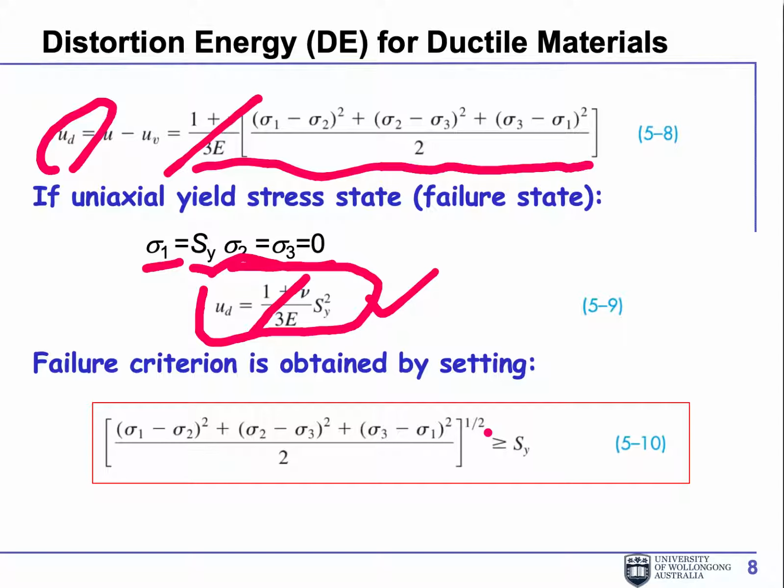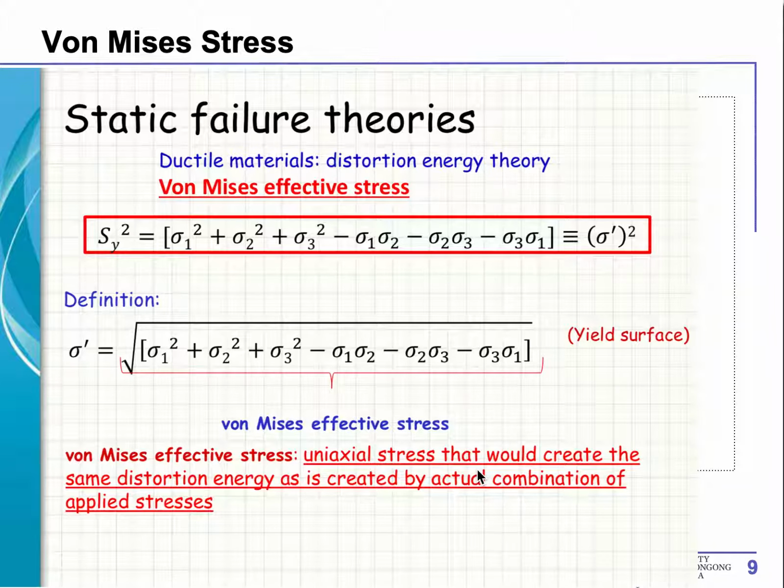And that's how we define the von Mises stress. So this whole thing, we call it von Mises stress. A little bit confusing is that sometimes we write this same equation in a different form. So you can see this one.